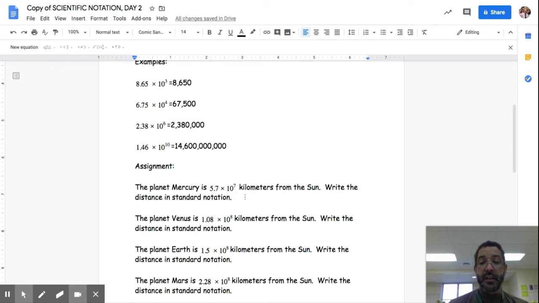So if I start down here, just as an example on the first one, I say the planet Mercury is 5.7 times 10 to the 7th kilometers from the sun. Write the distance in standard notation. So here we go. Here's where my decimal is. So I'm going to move it 7 places. So here's 1, 2, 3, 4, 5, 6, 7. So remember, for each place that you don't have a number, you add a 0 as a placeholder. And that means that the planet Mercury is 57 million kilometers from the sun.